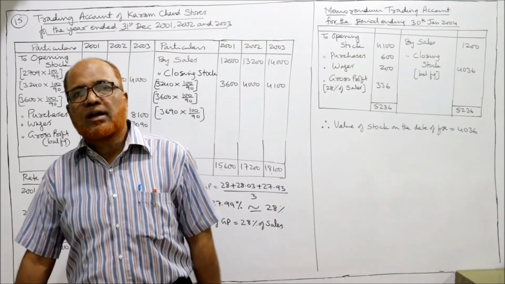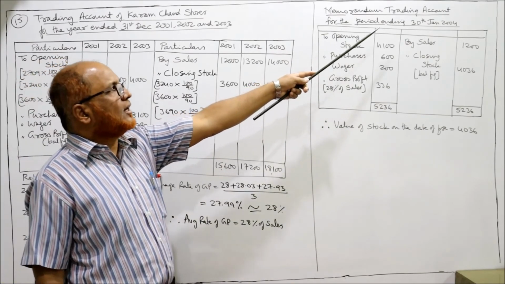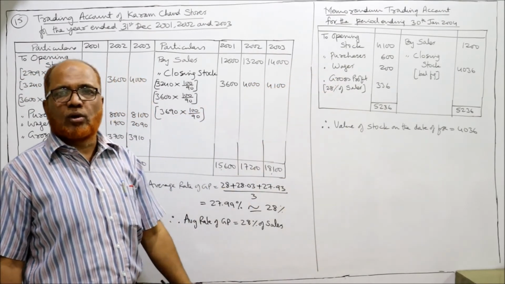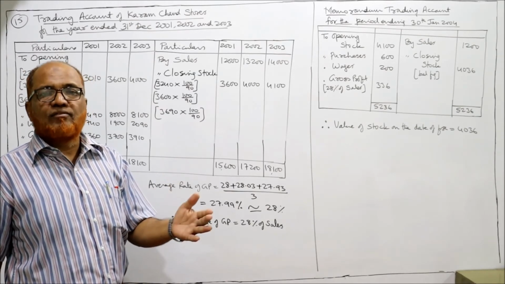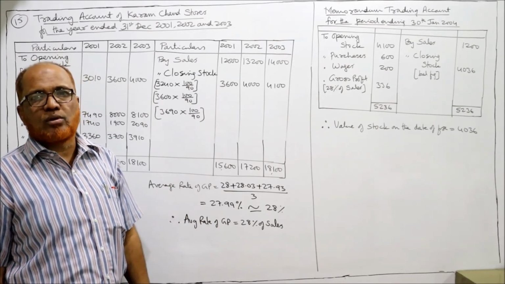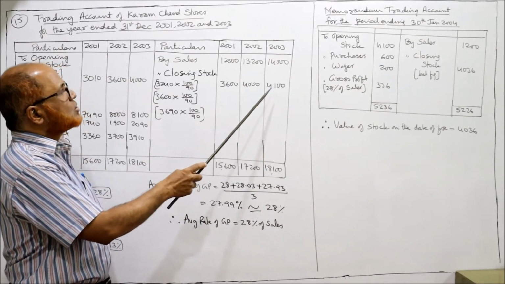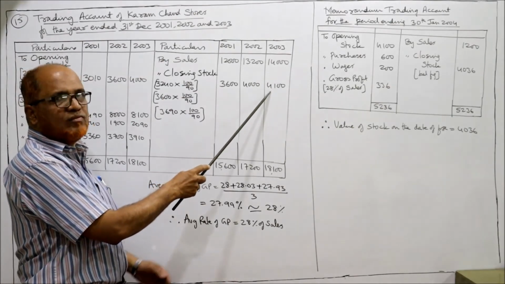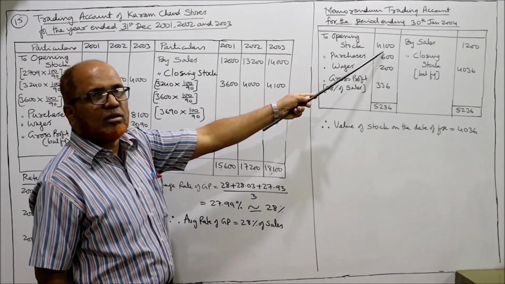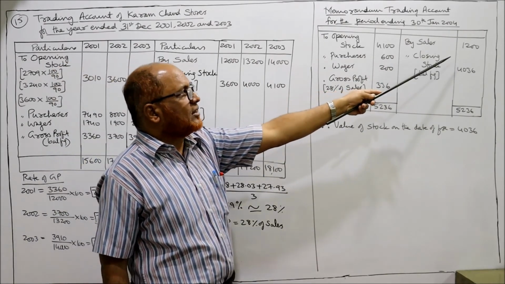Now we'll come to the memorandum trading account for the period ended 30th Jan 2004, up to the current year. The closing stock of 2003 will become the opening stock for 2004. 2003 का closing stock क्या था? What is the closing stock? 4100. The closing stock for 2003 is 4,100. This is the opening stock. Purchases, wages and sales are given in the problem.